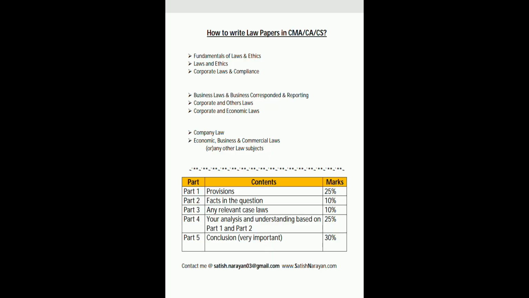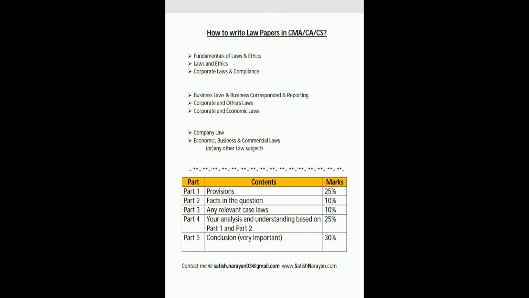I just sorted out all the important points which need to be considered while you attempt your law paper in your examination. Based on my experience, for sure this is going to be really helpful for you guys, if it is rigorously followed. So with that we'll begin our topic for the day: how to write the law paper in your examination. Let's move on to how to write the law paper in detail.